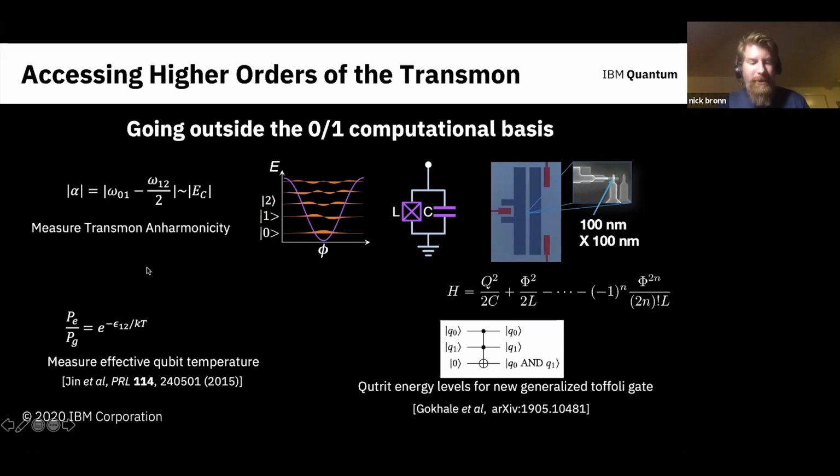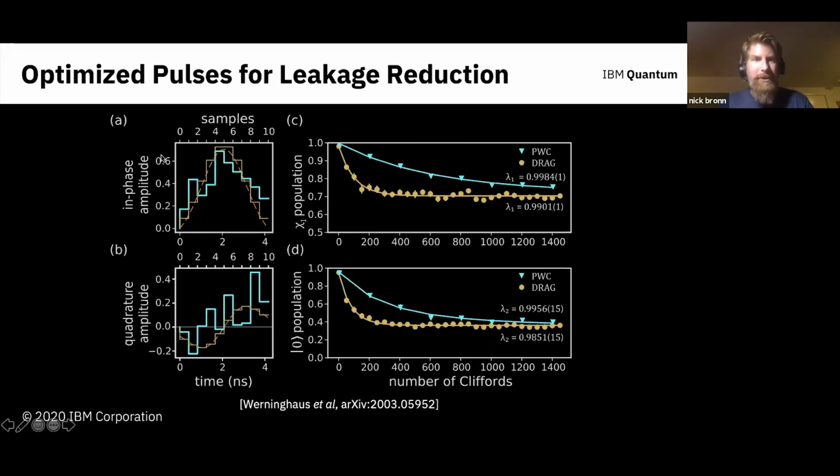The measurement errors are so high you can't really get this between the ground and excited state without using the higher order state. And then I mentioned leakage is one of these, and this is one of those recent papers where they used piecewise constant functions in optimal control on the I, which is the Gaussian, and Q, which is the derivative, to construct pulses that had a lot less leakage than the DRAG pulses you get.